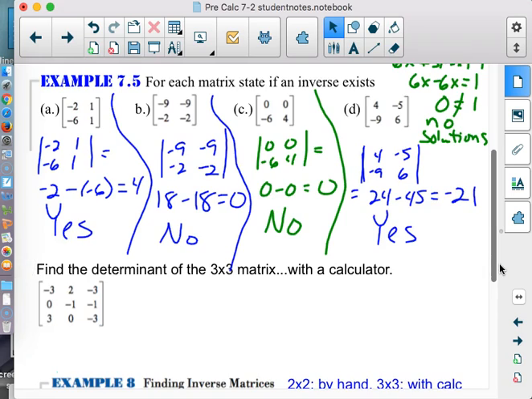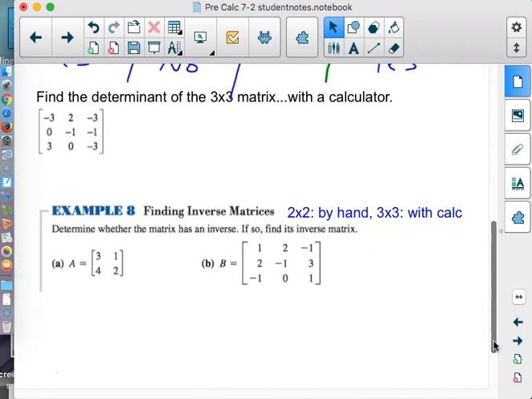Ooh, look at this one. That looks tougher. Find the determinant of a 3x3 matrix. Oh, with a calculator. Back in my day, when dinosaurs roamed the earth, we had to do these by hand. And you know what? We learned to love 2x2s and 3x3s, but anything bigger than that, and things just got way out of hand. So over the years, they've said, well, it's all right if you use a calculator for some of this stuff. So we're going to take advantage of that. We just have to know where to put it in.